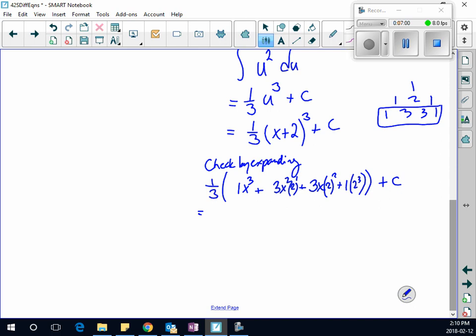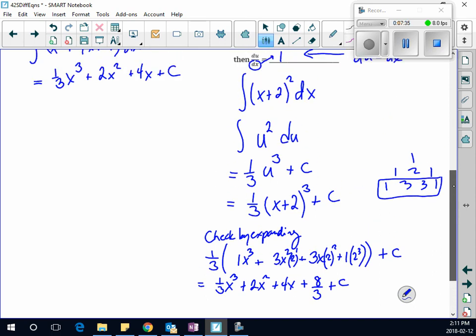So do you see I get 1/3 x cubed? Everybody's good with that? That first term? If I go 1/3 times 3, they will cancel, and I'm just left with the 2x squared. Does that seem right? Does everybody go okay with what I did? If I go 1/3 times 3, it will cancel again, and then I have 4x. Yes? And if I go 1/3 times this, I get actually 8/3 plus c.